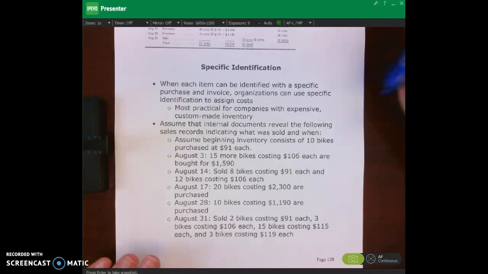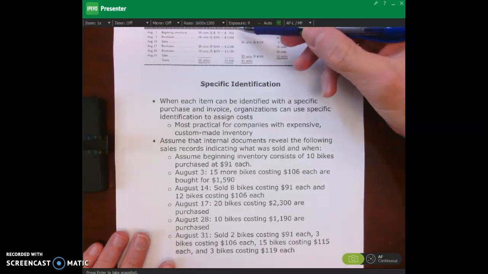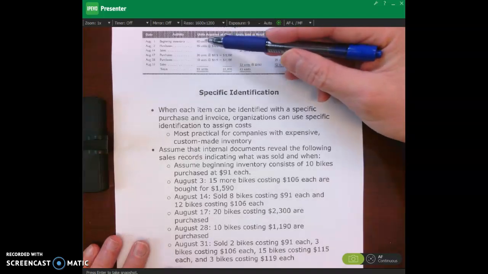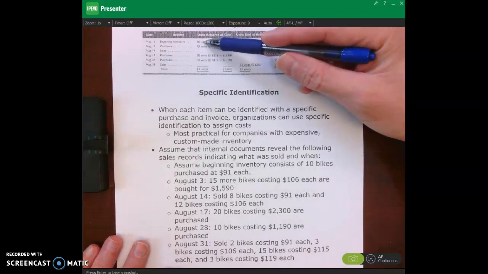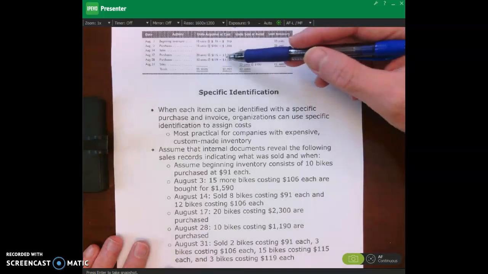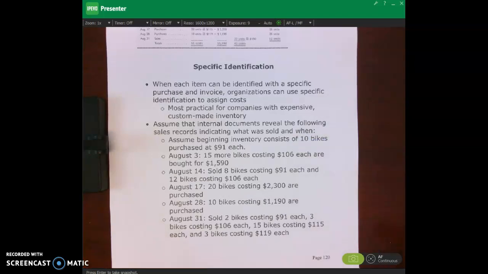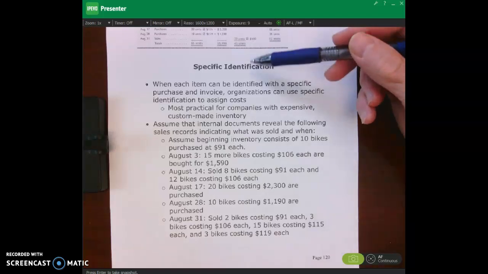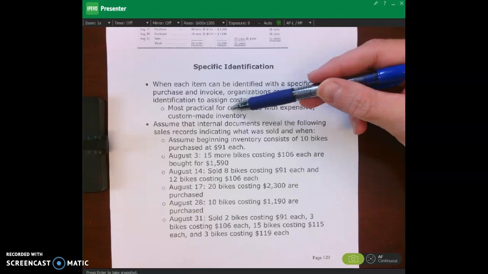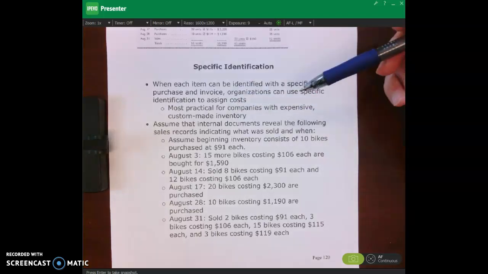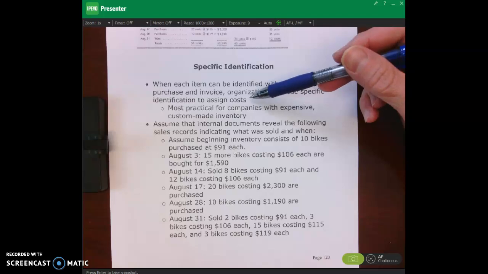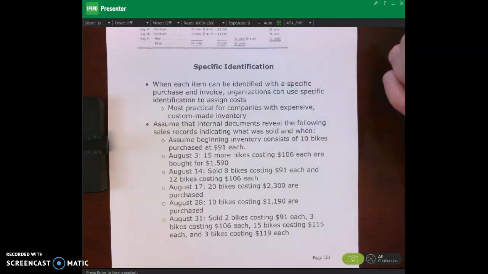Okay, so looking up here, we have this activity that we talked about before. We were purchasing the beginning inventory, and we had our beginning inventory, additional purchases, and then sales. And now we have it listed down here in a little more detail. In the last lecture video, I also talked about which type of companies would be using specific identification, and specifically what we mean are those companies with expensive custom-made inventory, big ticket items that are low volume. A good example would be a car dealership.